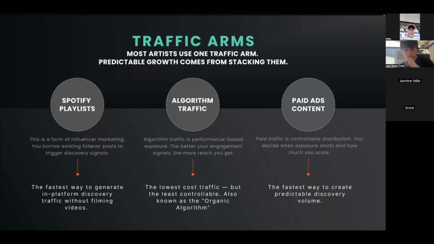The third traffic arm is paid ads content, right? So this is paid traffic through Meta Business Manager. You can run ads on your Instagram or run ads on Facebook. And because you're using the ads platform, you get to decide how much exposure you want. And this is the fastest way to create predictable discovery at volume because you don't have to wait for an algorithm to activate. You just activate it right away in Ads Manager. And all three are great.